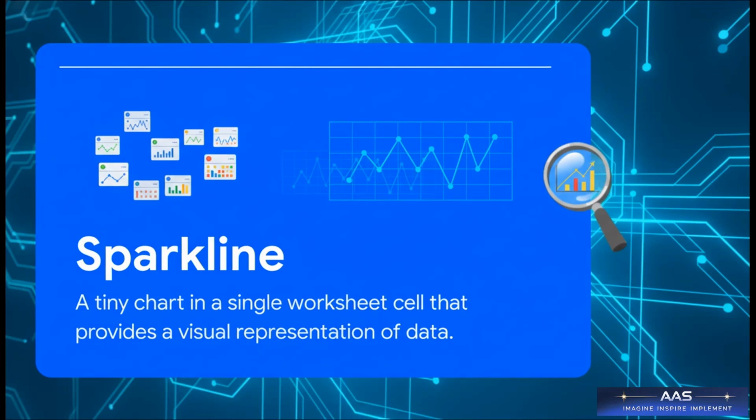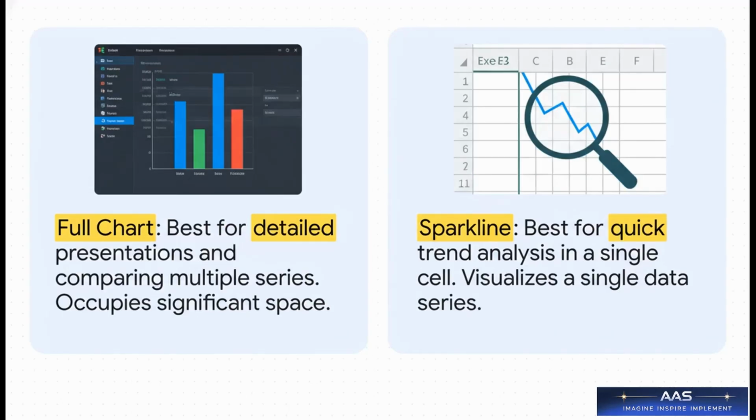A sparkline is just a tiny little chart that fits inside one cell. It gives you an instant visual of a trend, like sales progress or performance, right there next to the actual data. It's maximum insight in minimum space. So, the whole point here is picking the right tool for the job. A full chart is for your big presentation, your main story. Sparklines, on the other hand, are for that quick, at-a-glance analysis. They give you that powerful overview without completely cluttering up your spreadsheet.